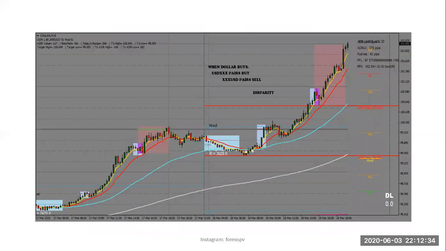So basically when the dollar buys, you find USD XX pairs, like USD Swiss franc, will also buy along with the dollar, and EUR USD, GBP USD, and NZD USD, AUD USD will be selling. So that will be the dollar disparity.